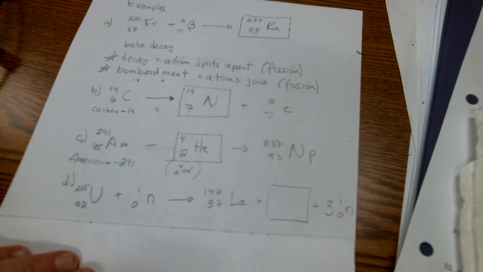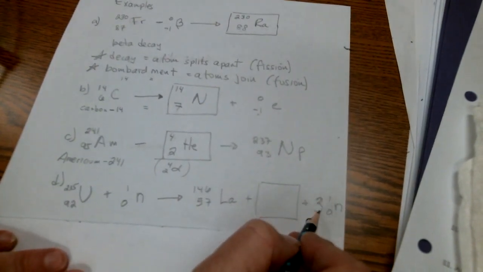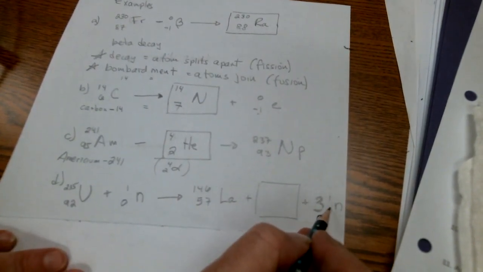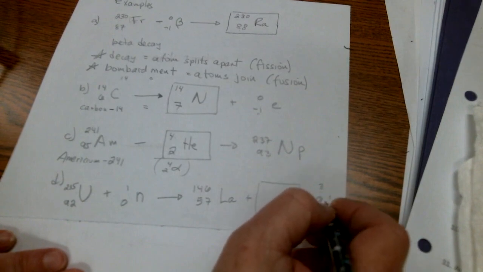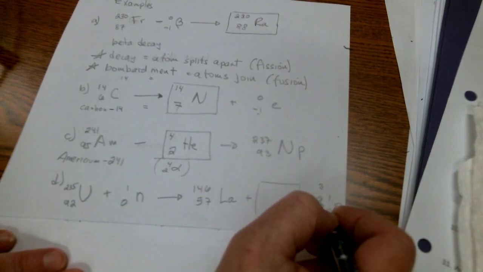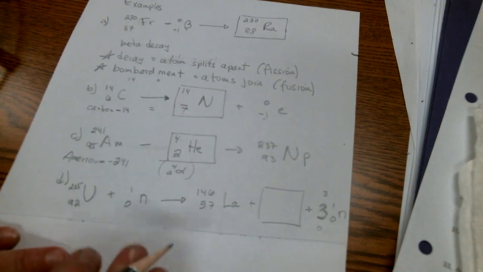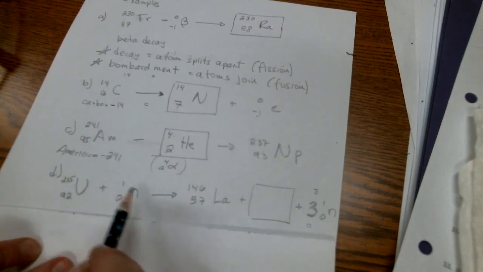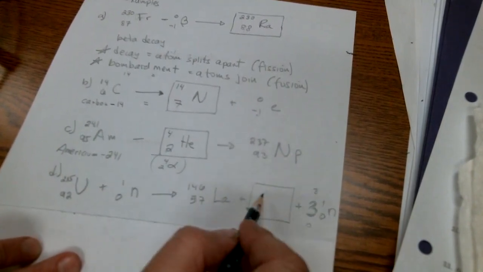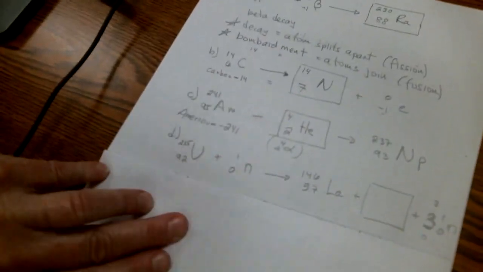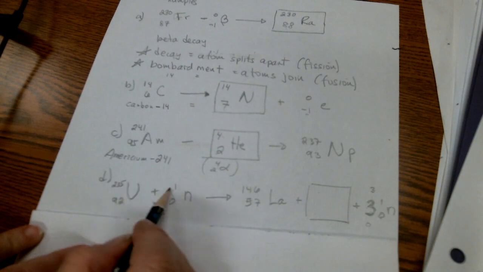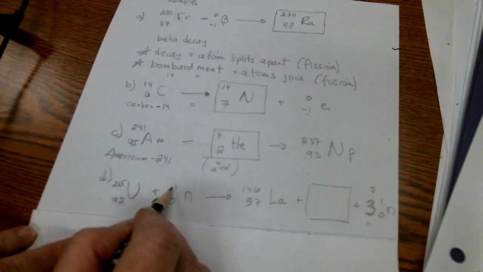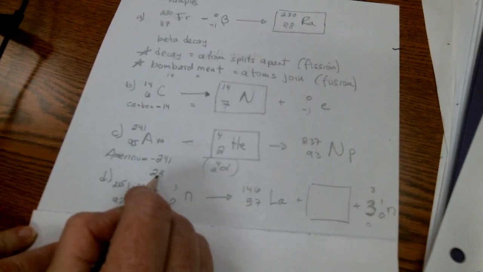Let's write the next one. This is a little more complicated because we have a large number in front. This large number multiplies both the 1 and the 0. So here I would have 3 at the top, and 3 times 1 is 3. 3 times 0 is 0. So I have all of this equal to all of this. I need to find the missing numbers. First, let's find the number on the top. What is the sum? 235 plus 1 gives me 236.